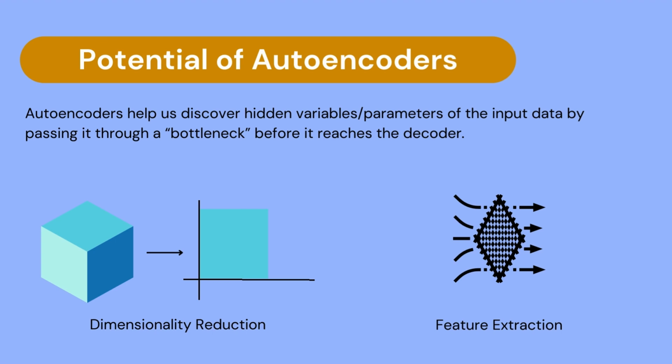But why are autoencoders useful? Autoencoders help us discover the hidden variables and parameters in the input data, and we do that through passing it through a bottleneck, which forces only the most important features to pass through before it reaches the decoder. And this essentially forces the encoder to learn to extract the most important information required to accurately reconstruct the original input. It can be used in many applications, such as dimensionality reduction and feature extraction. But in this video, we will explore it in the light of anomaly detection.